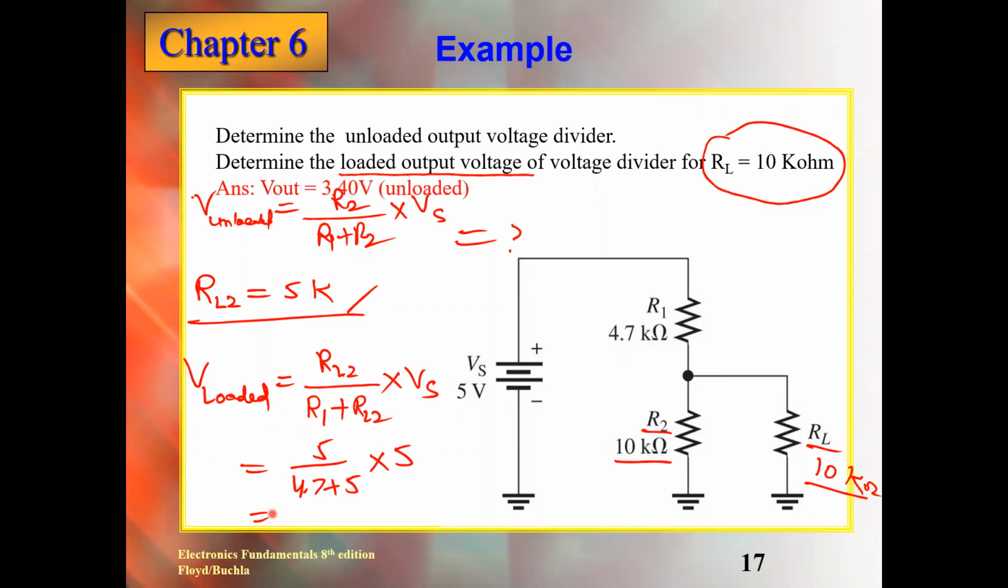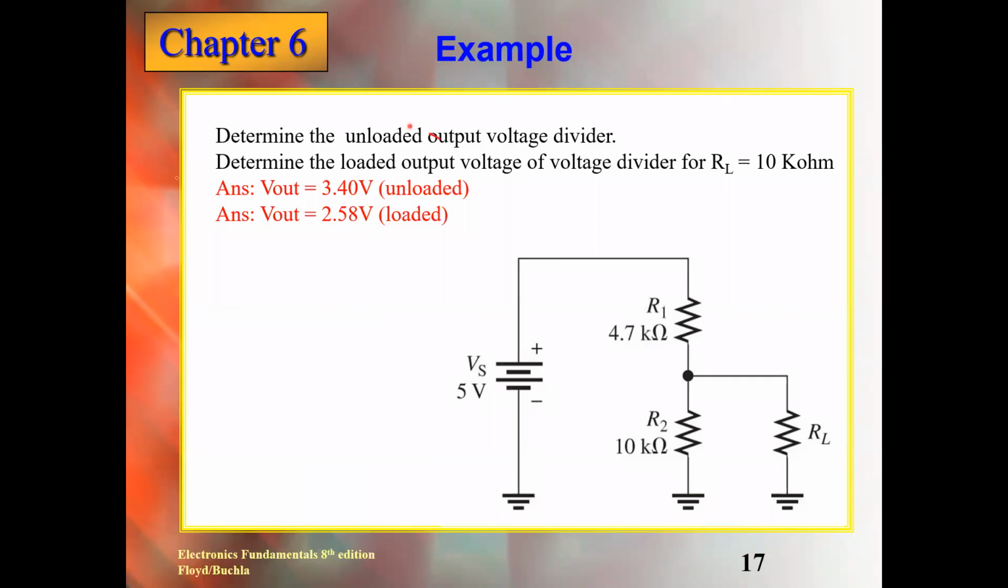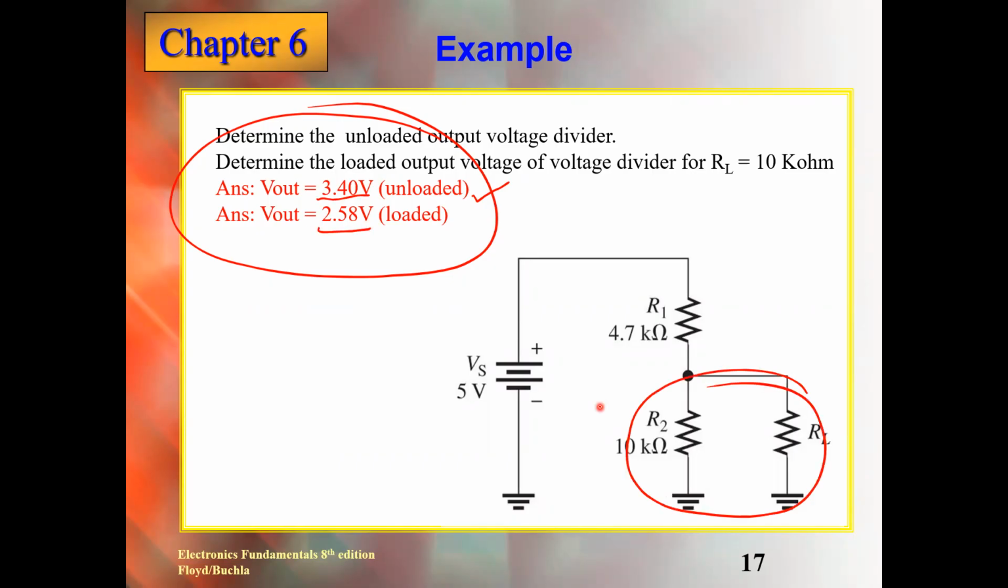So these are the answers which you can see here. The concept I explained, answers are there. Both are there, and you can see the difference also. The unloaded voltage is 3.40, but here it dropped to 2.58. The reason is that the total resistance is also dropping because they are connected in parallel. So this way you can calculate loaded and unloaded voltages.